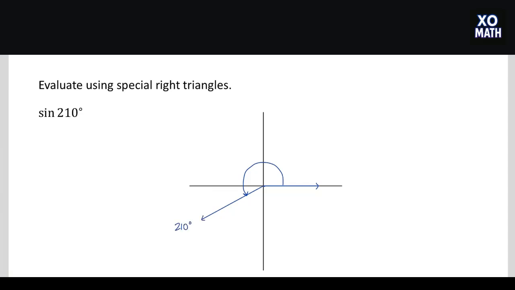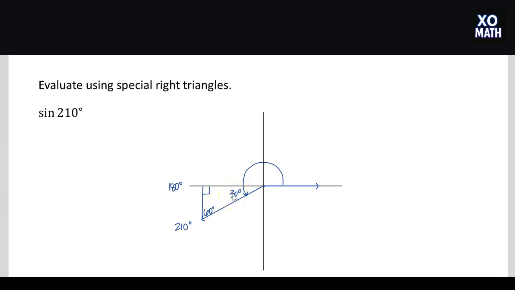Now I want to find the reference angle. So I'm just 30 degrees past 180 degrees. So my reference angle for this example is 30 degrees. And I'm going to construct a triangle by dropping a perpendicular to the x-axis from the terminal side. I have a 30, 60, 90 right triangle.